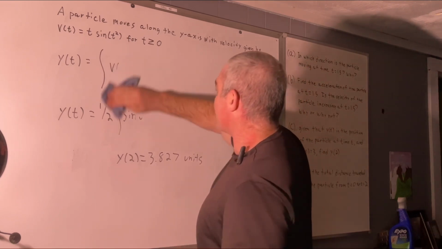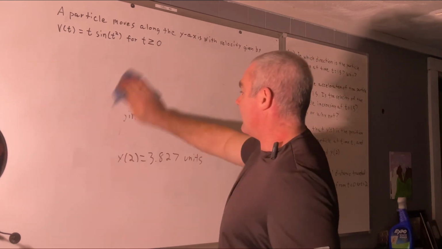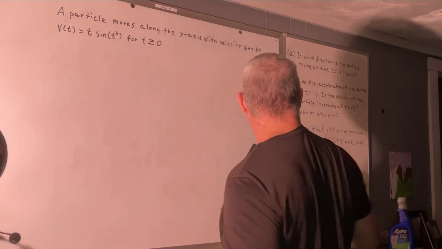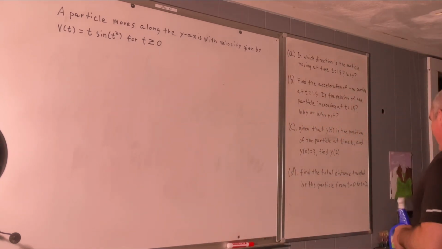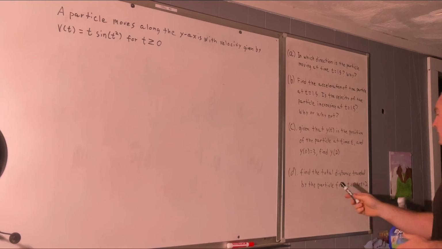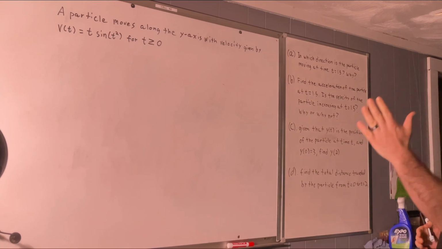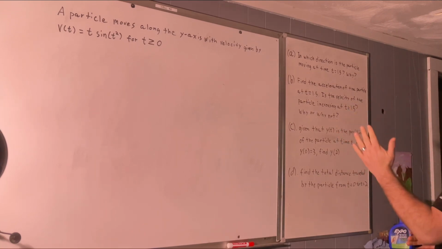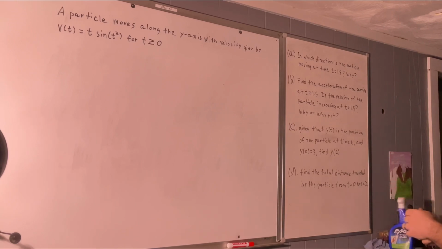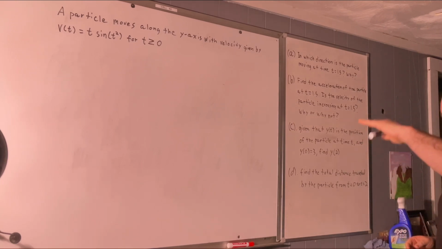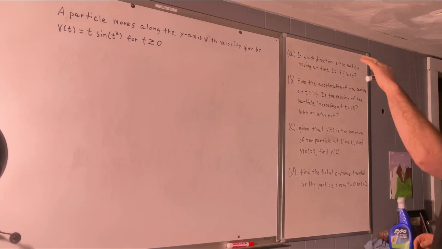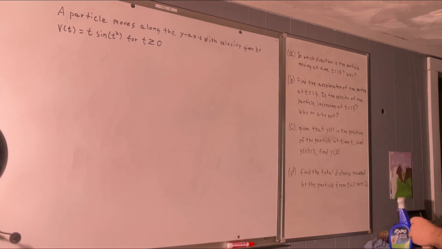Now comes what should be the hardest part of question 1. Find the total distance traveled by the particle from t is equal to 0 to t is equal to 2. All right. Well, distance traveled, as long as you're going in one direction, the same direction, is going to be the integral from the time when you start to the time when you stop of the velocity function.